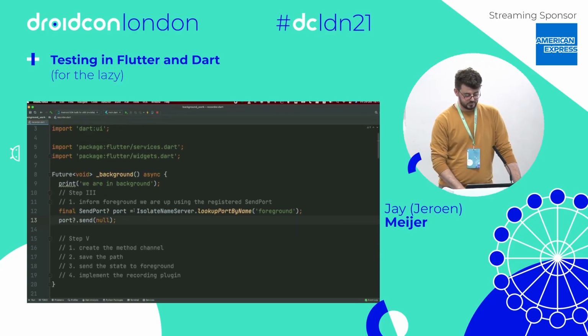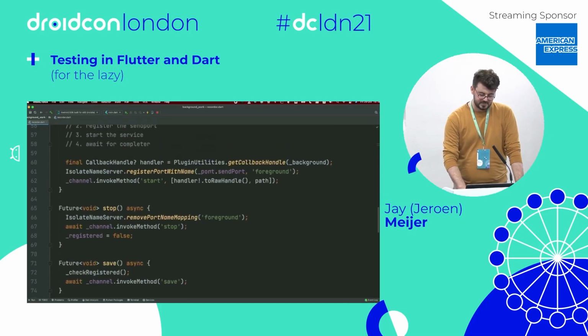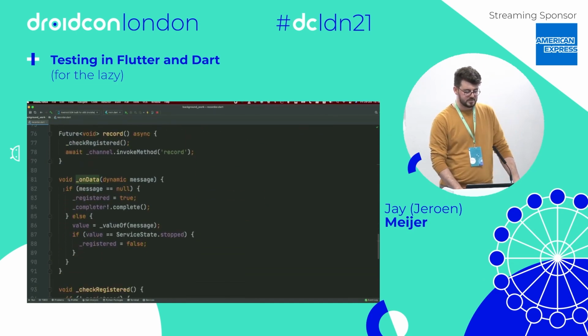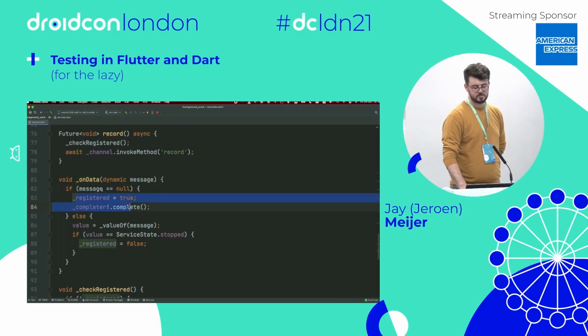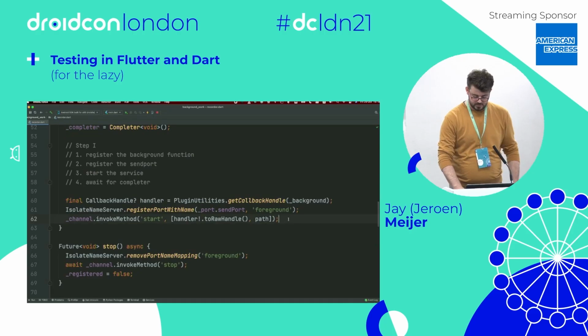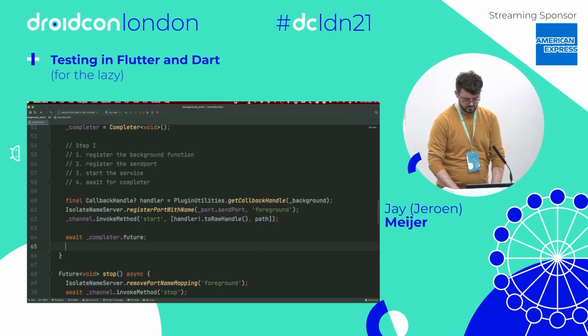Now, let's see what happens with the send port that we created. The send port that we sent here is actually attached to this port, and this port has a listen on this method. So when we receive null, it will say that the service is registered, and it will complete the completer that we are using here. So basically, we're just going to say await completer.future, and then we say that the completer is null, that we are up and running.